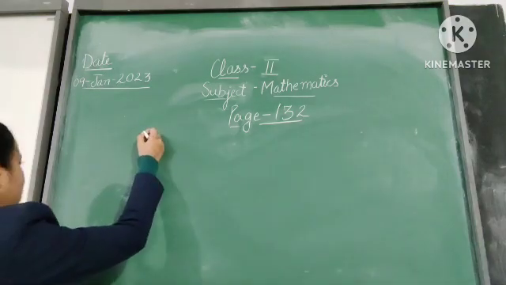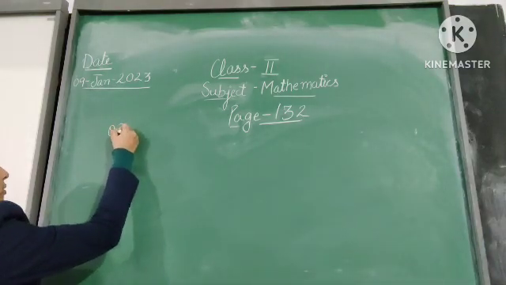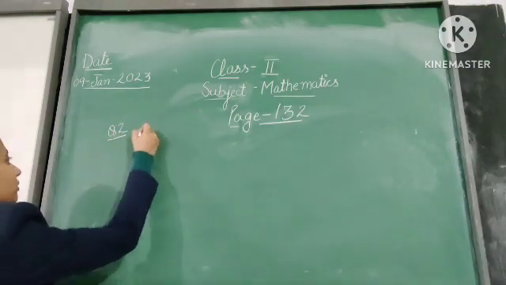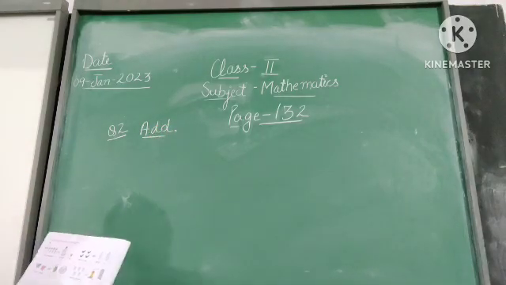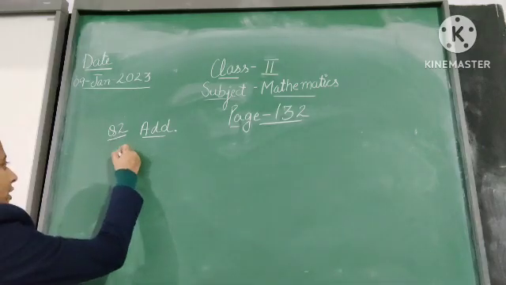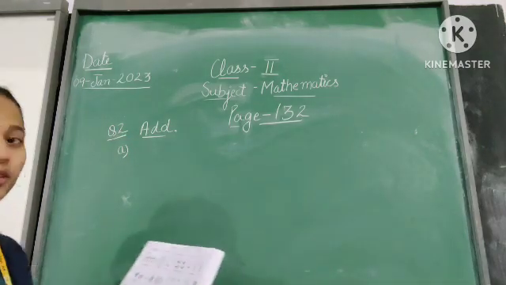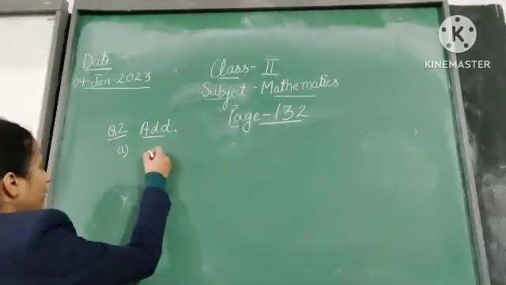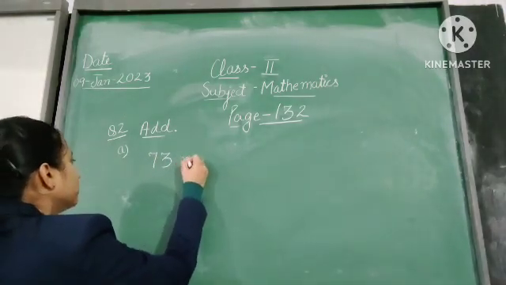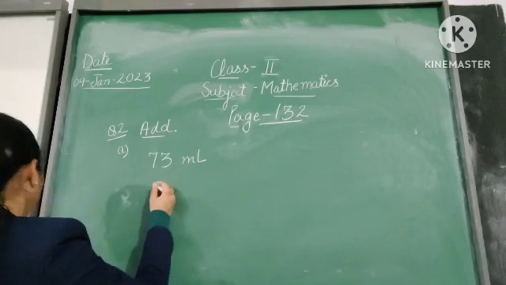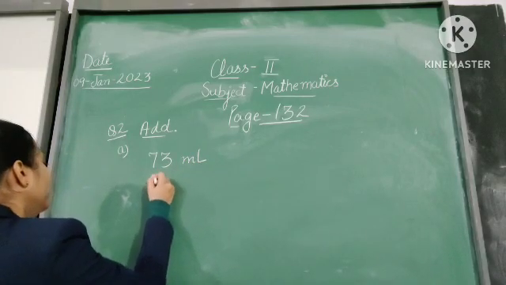Question number 2 is of addition. The first part has already been done for us. We have to add 73 milliliter and 52 milliliter.